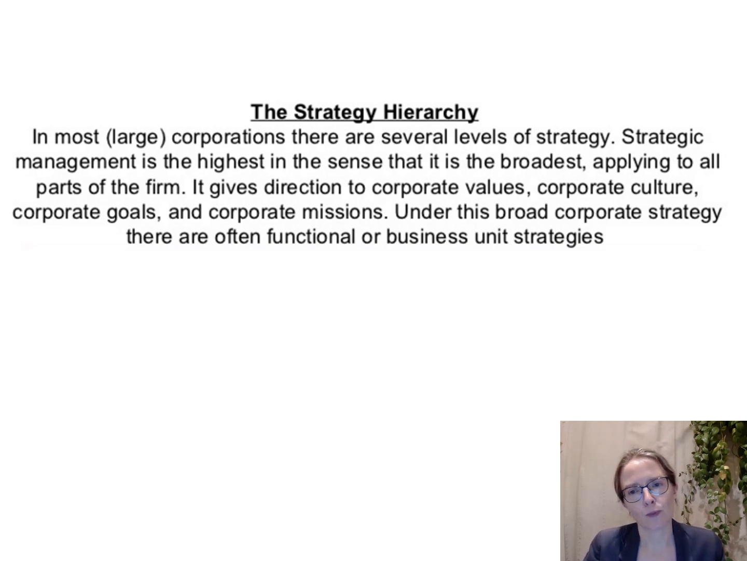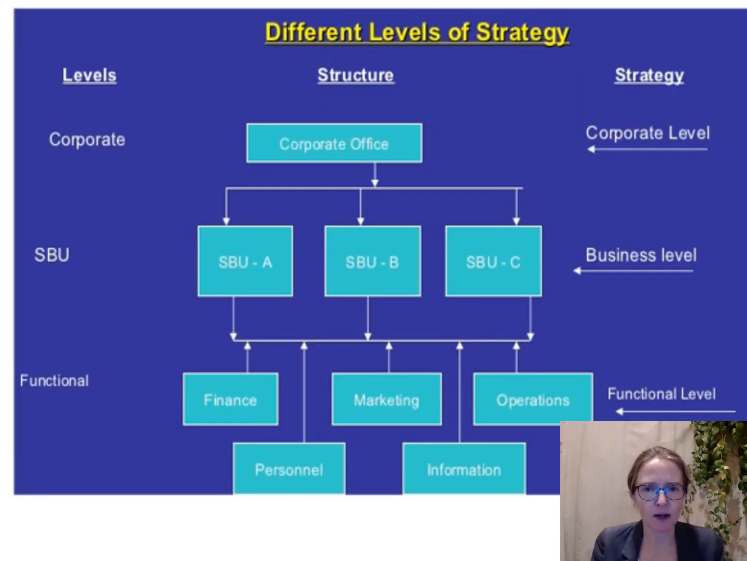Under this broad corporate strategy, there are often what we call functional or business unit strategies, and we came across those words in previous sessions. So what do you know about these? If we look at a diagram of what this looks like, we can see that we've got levels: the corporate level, the strategic business unit level, and the functional level. And then we've got strategy and structure, which involves corporate offices and different strategic business units, and then different functional areas of the business, whether that involves IT or operations, marketing, finance, HR, personnel.